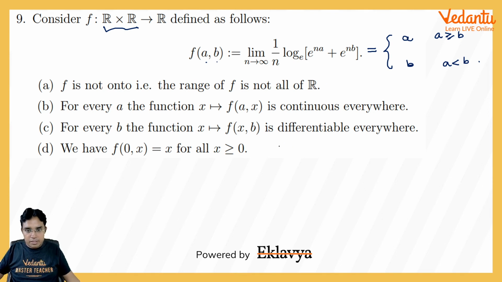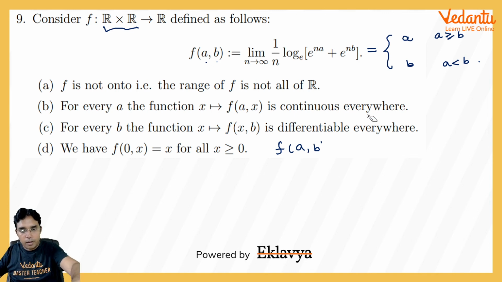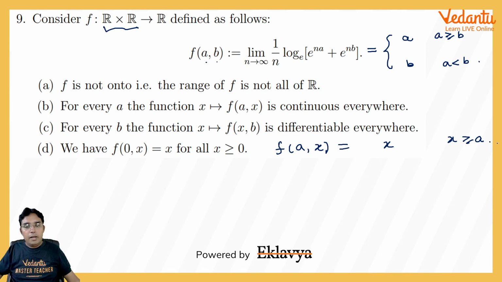You can think of it this way: let me write f of a comma b, f of a comma, let me say x. This will become x if x is greater than or equal to a. Now I can choose any value of a. I can choose a as small as possible, maybe minus infinity, something of that sort. You can say my x can take any value from minus infinity to plus infinity. So this function has to be onto. So saying that it is not onto is false.